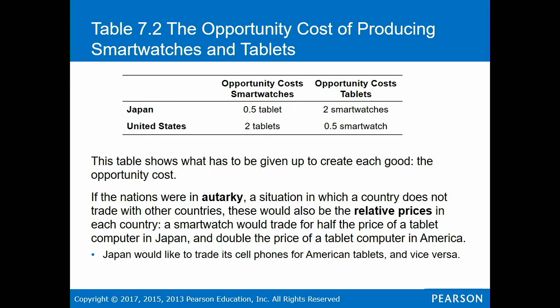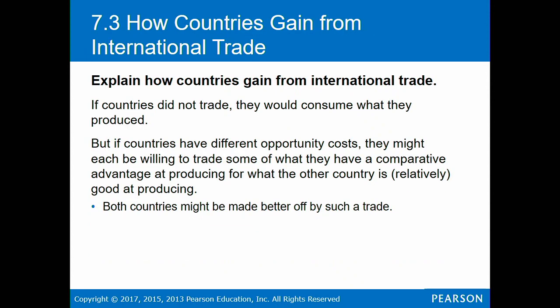So if nations were an autarky and they weren't trading, these would be the relative prices of each good. So a smartwatch would be half the price of a tablet in Japan, and a smartwatch would be double the price of a tablet in the US. So because of that, Japan, in this situation, would like to trade its smartwatches for American tablets, and vice versa. Because we're going to see these differences in relative prices.